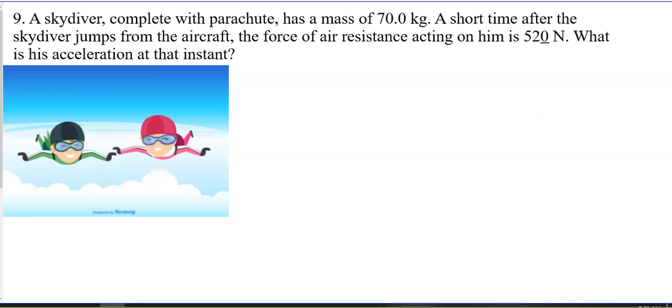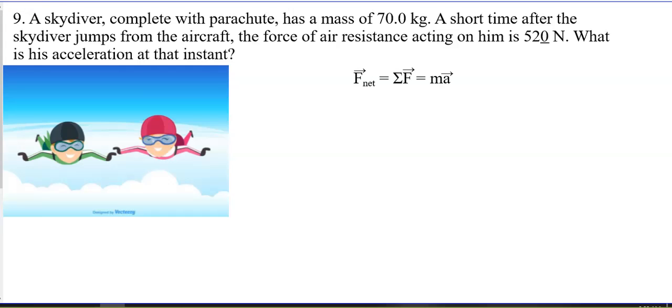I forget what page it's on. We have a skydiver complete with parachute who has a mass of 70 kilograms. A short time after the skydiver jumps from the aircraft, the force of air resistance acting on him is 520 newtons. What is his acceleration at that instant? So it says he has a parachute, but it doesn't say the parachute is deployed. So there's a lot of stuff going on in this question.